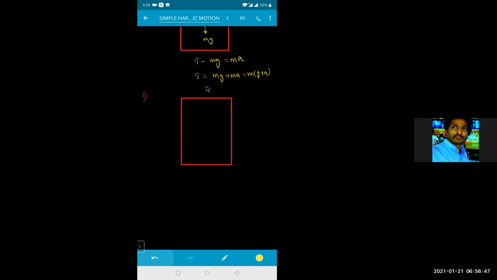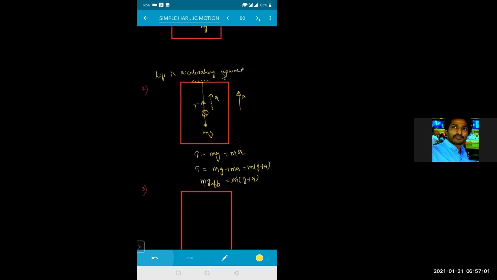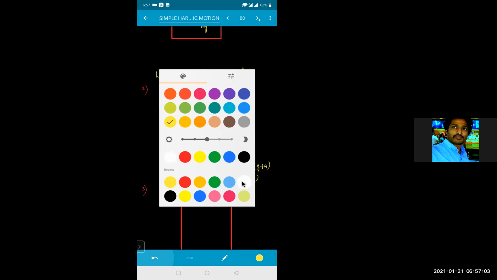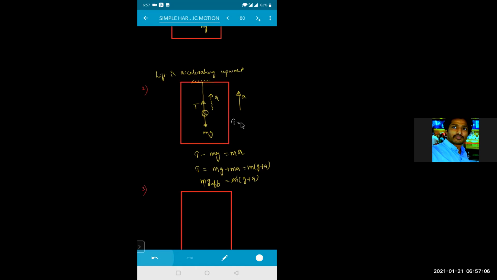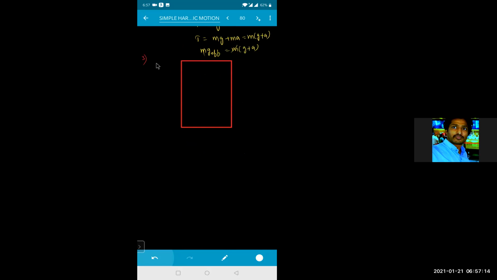T is nothing but the effective tension, so that will be equal to m into g effective, which will be equal to m into (g plus a). m gets cancelled. So g effective is how much? g plus a. That means the time period for this one I can write here: T is equal to 2 pi under root of L by (g plus a), if the lift is accelerating in the upward direction.